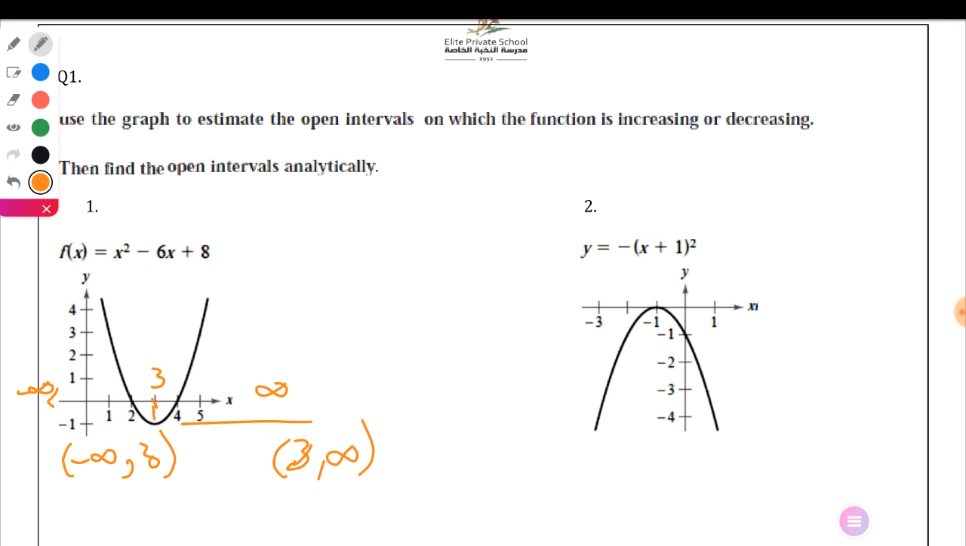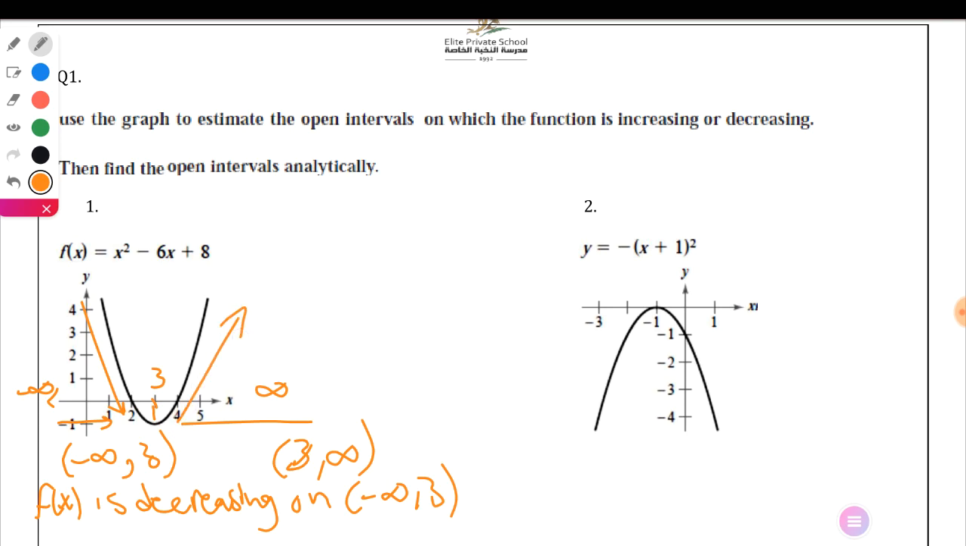It's so easy. As x increases in this interval, y decreases. So the function is decreasing. In this case, f(x) is decreasing on negative infinity to 3. And on this interval, as x increases, y increases. I write an abbreviation for it: f(x) is increasing on 3 to infinity. That is from the graph. It's so easy, so clear.